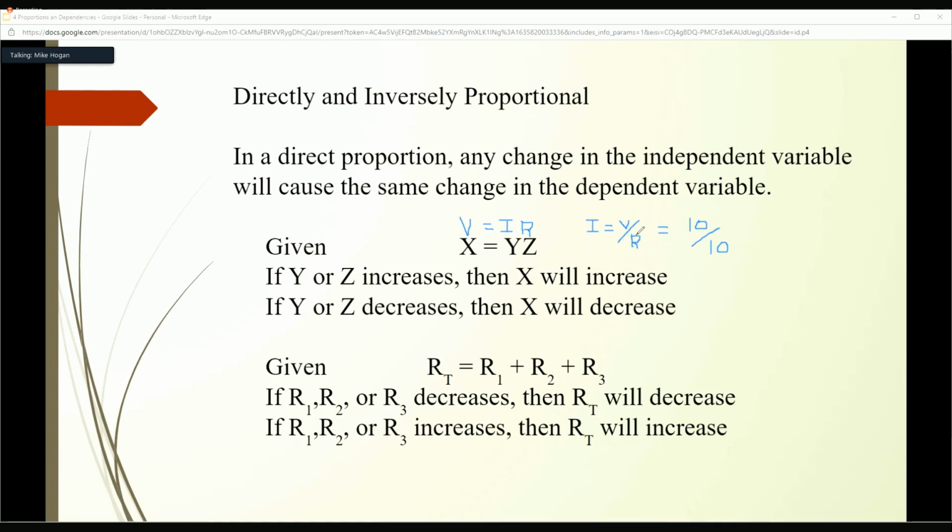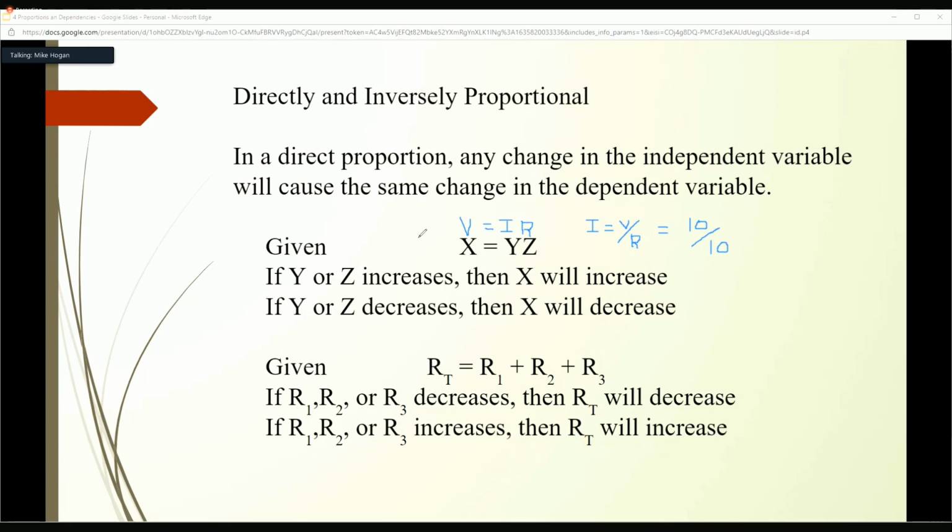But when I look at current and resistance, those two will be inversely proportional. If I have a circuit, if I increase the resistance in the circuit, I'm going to get less current flow. That's always going to be the case. And so I just wanted to talk about that difference between directly proportional and inversely proportional.